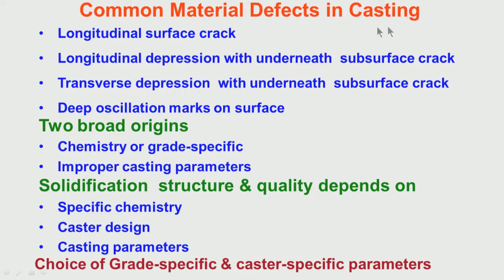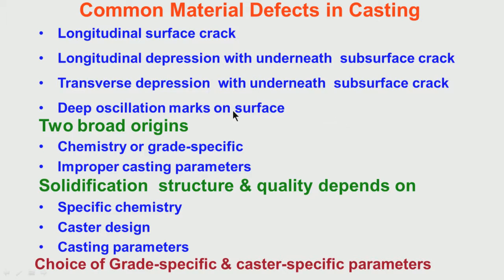Then what are the common material defects in casting? This is again very important, because when you are trying to correlate with different parameters, I have mentioned the longitudinal surface crack. There may be longitudinal depression with underneath surface crack. Sometimes we are finding only crack, sometimes we are finding depression, and underneath the depression there will be subsurface cracks. Then there may be transverse depression with surface crack. There may be deep oscillation marks on the surface, as I have told you, and below the deep oscillation marks there may be powder entrapment, there may be crack.